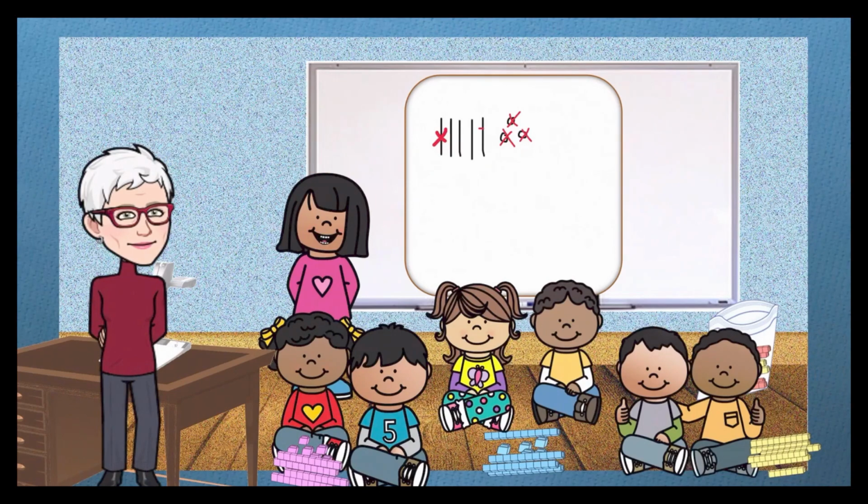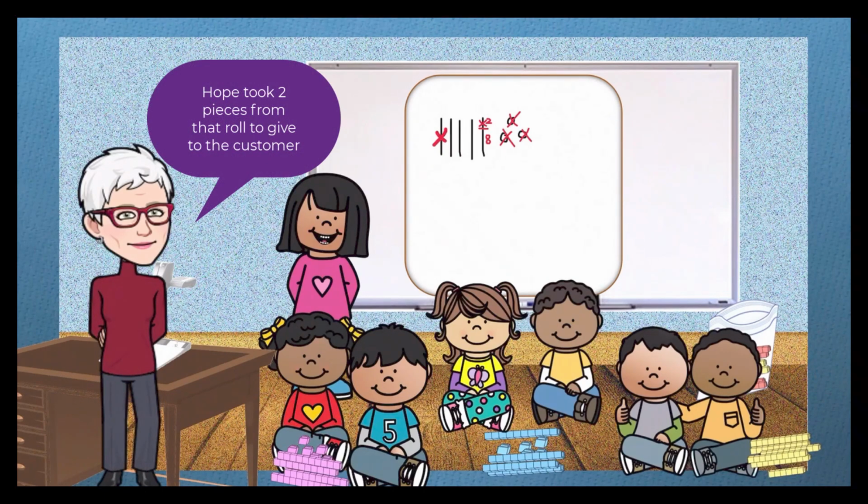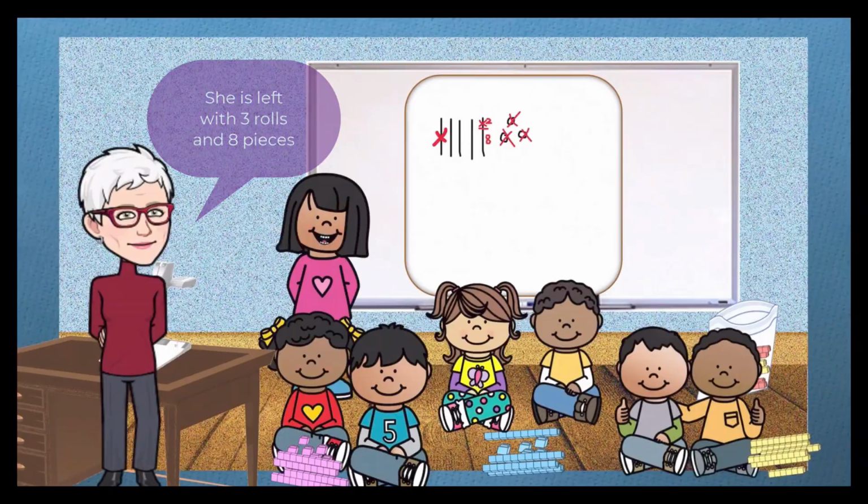Next, the teacher will draw a small horizontal line through the roll on the right and write the numerals 2 and 8 next to it. The X next to the 2 indicates that Hope took 2 pieces from that roll to give to the customer. She is left with 3 rolls and 8 pieces.